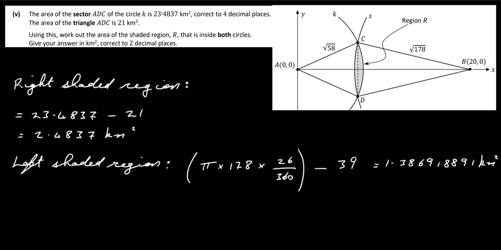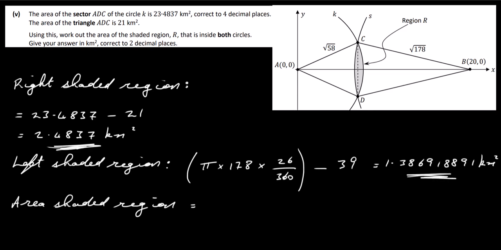So the total area, in other words the area of the shaded region, is just going to be this number here and this number here added. When you add those, you get 3.8706 and so on, and we need this to 2 decimal places. So it is 3.87, and that's in kilometers squared. Okay, that's it for question 7.